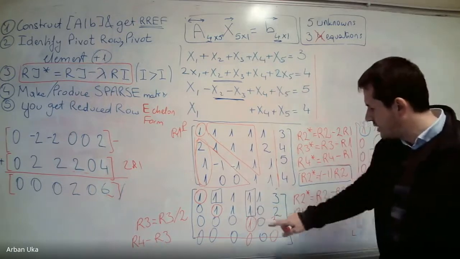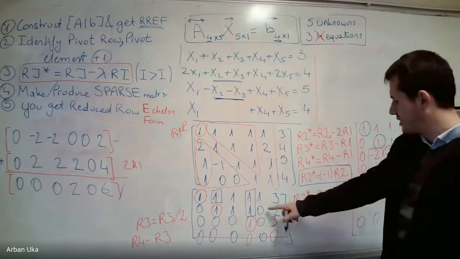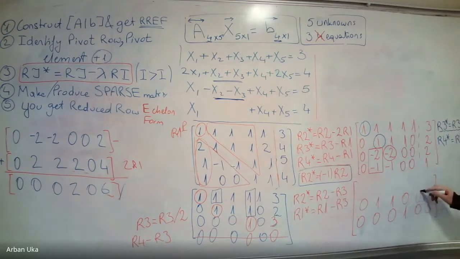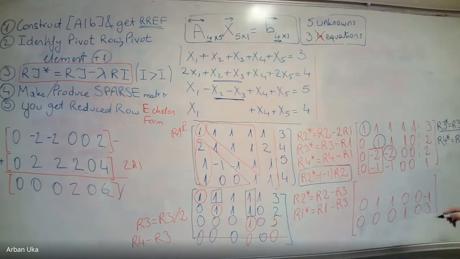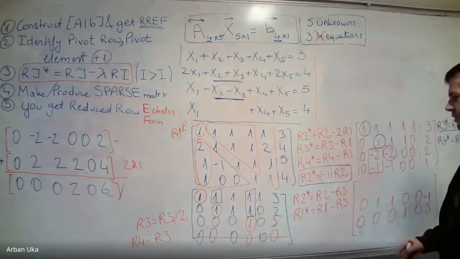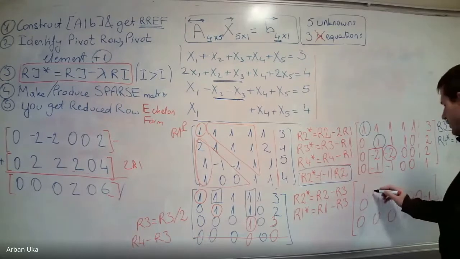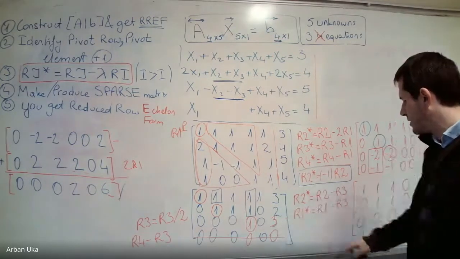Then we have 1 minus 1, 0. Then we have row 2 minus row 3. So this is 0 minus 0, 0. What is the next number? 2 minus 3, minus 1. Okay. Then we have row 1 minus row 3. So we subtract. Row 1 minus row 3, we get 1, 1, 1, 1. Then we have a 0. Then we have 1 minus 0, this is 1. And then we have 3 minus 3, we get a 0.